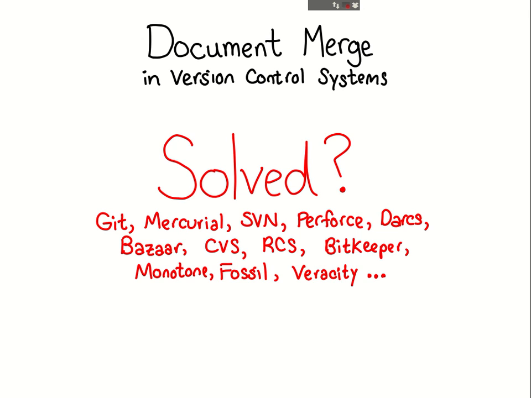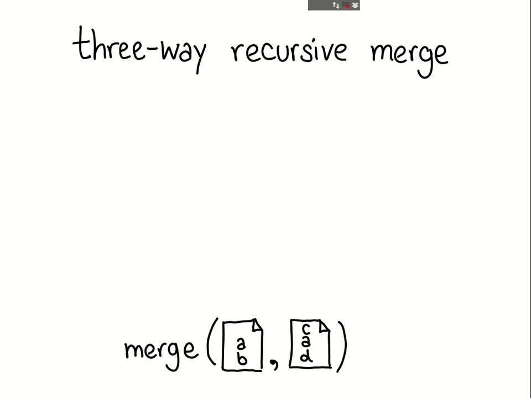Document merge is a very important problem. It occurs in a variety of contexts, especially in source code control systems. And as such, there are a number of tools available to help you do it. So you might wonder, well, is document merge a solved problem? Well, let's take a look. We'll look at one specific merge, Git's three-way recursive merge, which proceeds as follows.